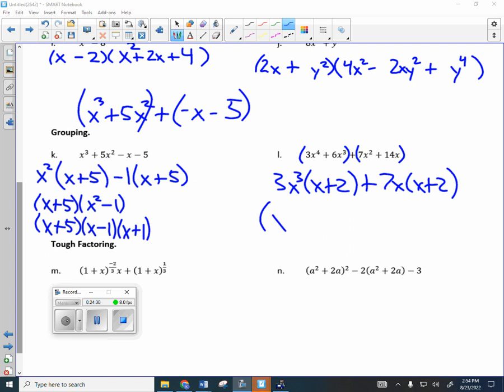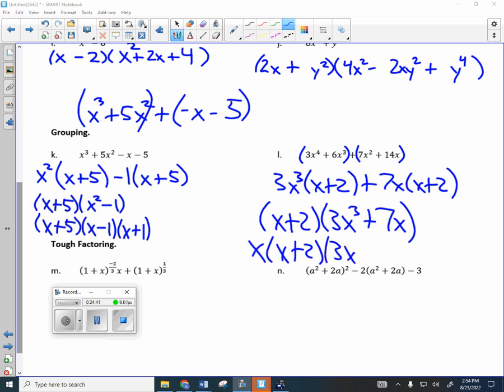You should factor out an x plus 2, and you're left with 3x cubed plus 7x. You should recognize that that x can be factored out, to be x times x plus 2 times 3x squared plus 7. That's that.